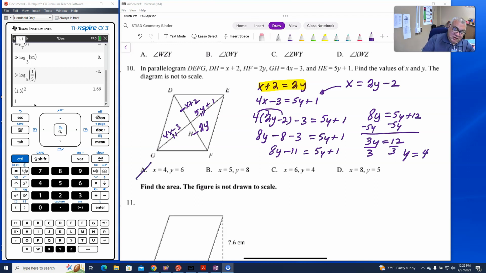So we know that y equals 4. So it isn't A, it isn't B, and it isn't D. So it has to be C. We have x, and we're just going to substitute into the other equation. 2 times 4 minus 2. 2 times 4 is 8. 8 minus 2 is 6. So your answer is C.